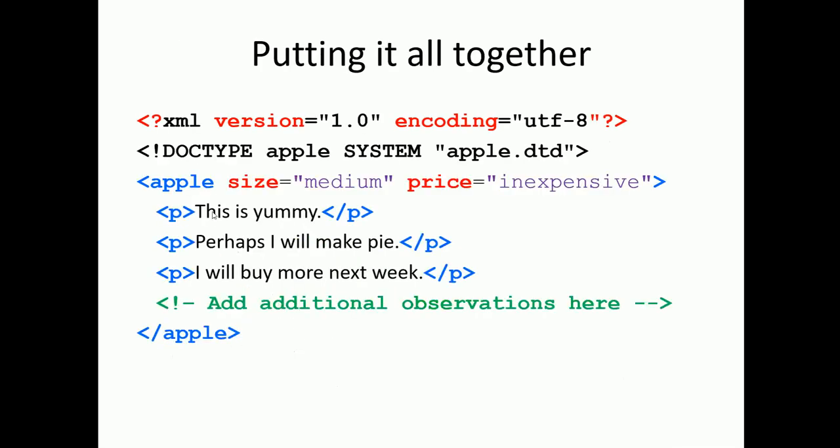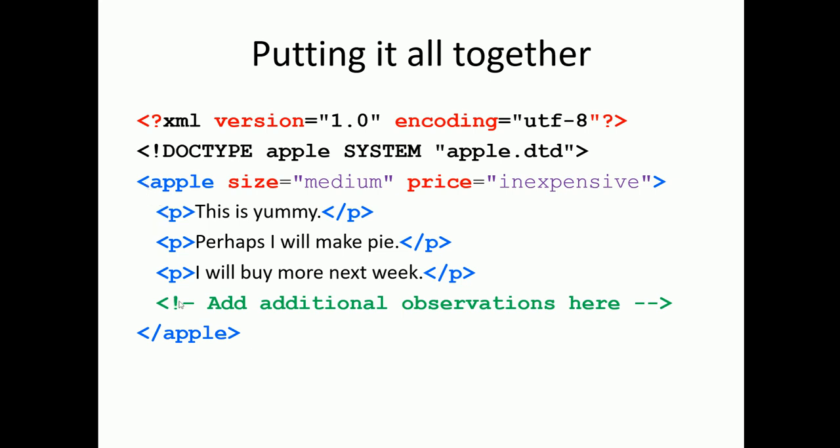So if we put it all together, here's an XML file that has most of those things. It starts off with the XML declaration. It has a doctype definition called apple. It has a system identifier, and it resolves to apple.dtd. The DTD has the rules, and presumably this file follows those rules. It has the root element of apple, with a size attribute of medium and a price attribute of inexpensive. It also has some nested elements: paragraph elements nested within the apple element.